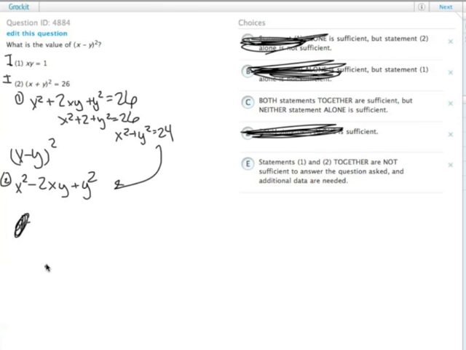To rewrite this one, this is x squared plus y squared minus 2xy. We know that x squared plus y squared is 24. We know that 2xy is going to be 2, so it's 24 minus 2 equals 22.